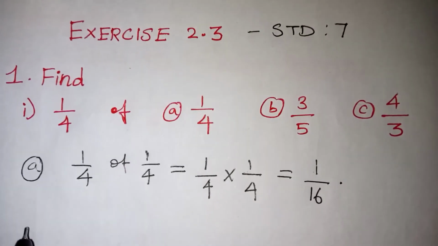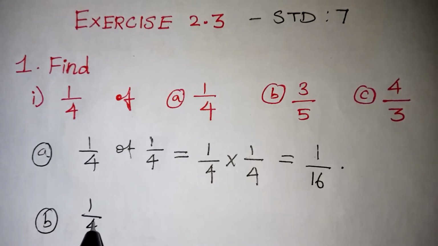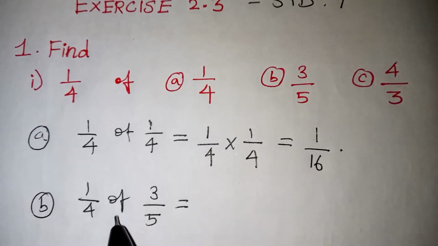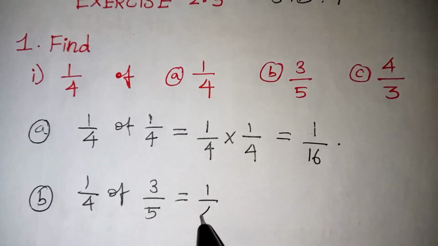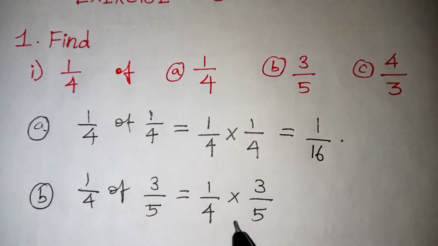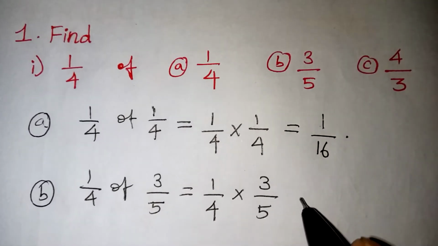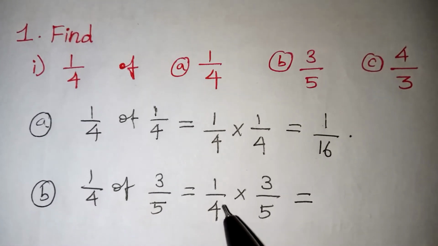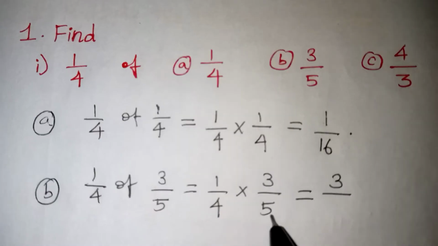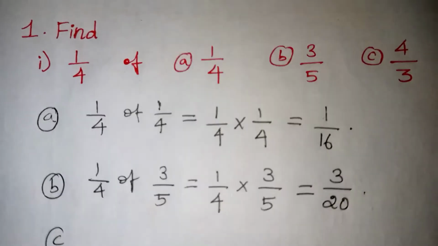Let's go to the B problem now. So the question B, again 1 by 4 of 3 by 5 should be written. After writing that, "of" should be changed into multiplication, that is 1 by 4 into 3 by 5. So the numerator 3 and the denominator, some other numbers, are not possible to come in the same tables. So let us go for multiplication. 1 into 3, 1 3s are 3. Denominator 4 5s are 20. You can write it.